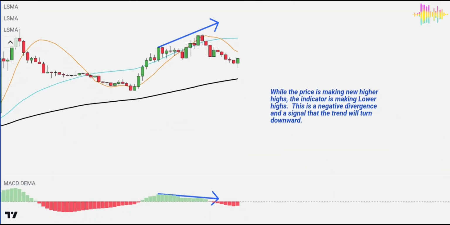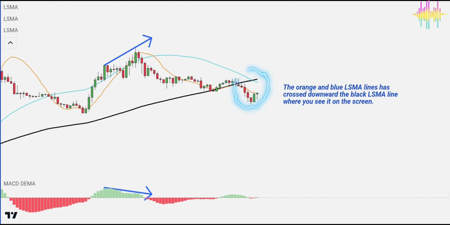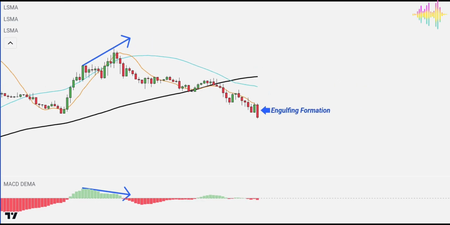Let's look at another short position example. While the price is again making new highs, the MACD DEMA histogram is making falling highs. Negative divergence is observed and the possibility of the trend turning downwards increases. After the price advanced a little, the orange and blue moving average lines crossed the black moving average line downwards. After this transition, we need to first see a valid withdrawal movement and then an engulfing candle formation.